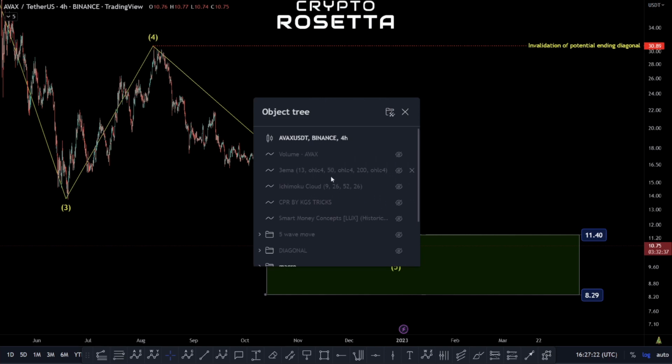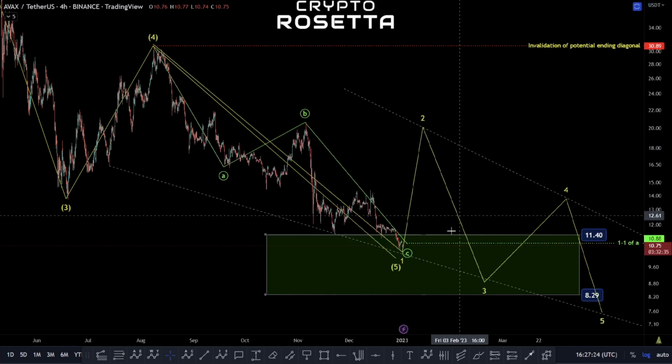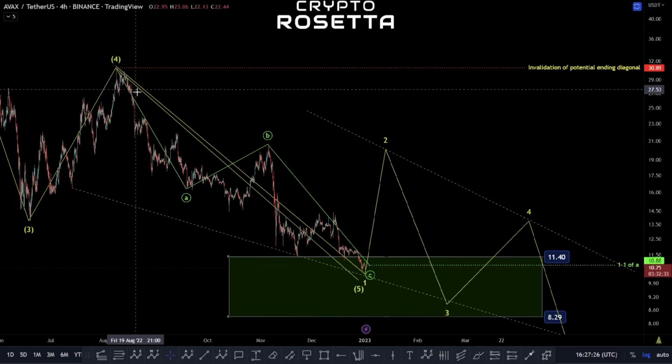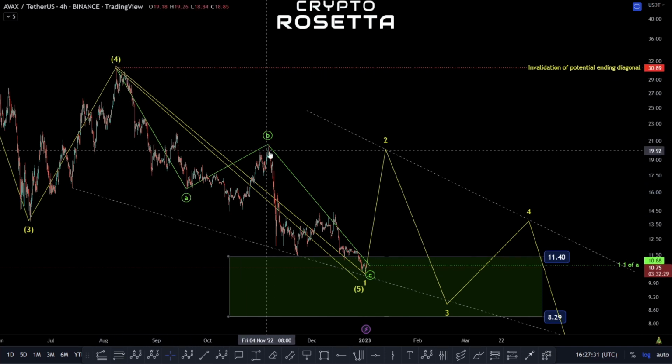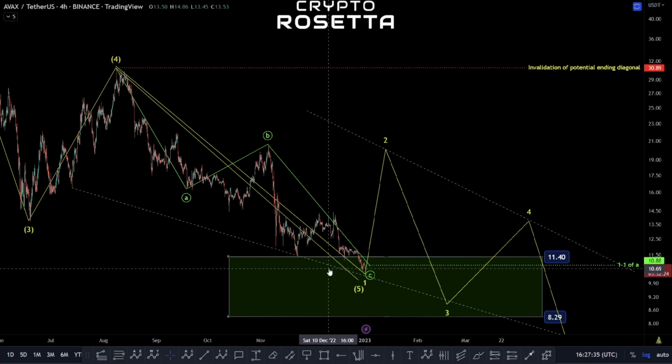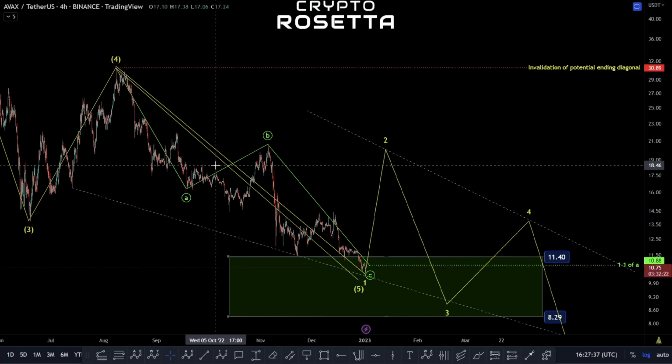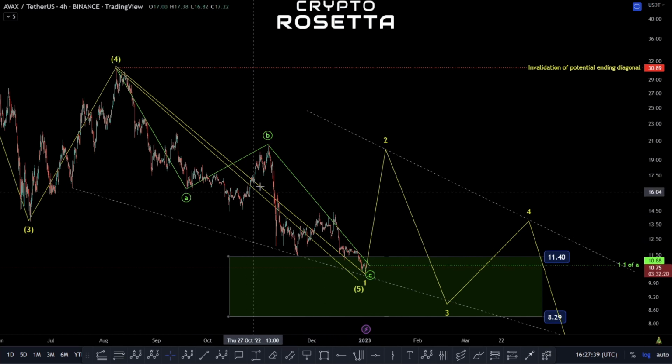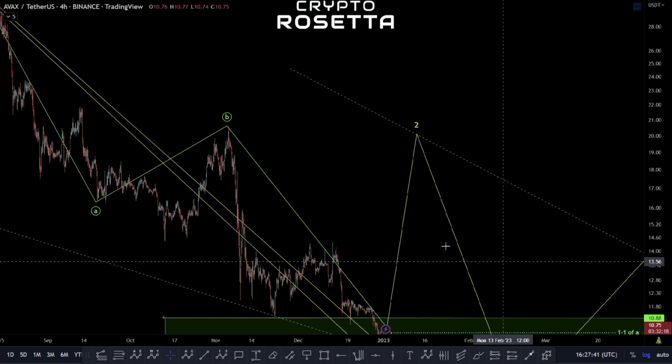The initial one that I was looking at was this, for the potential of a diagonal within this move. And effectively what we'd be looking for then is a 5-3-5 move to the downside. Though now the problem here is within the second move as a 5-wave move.